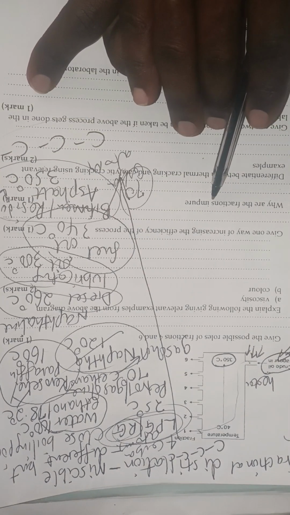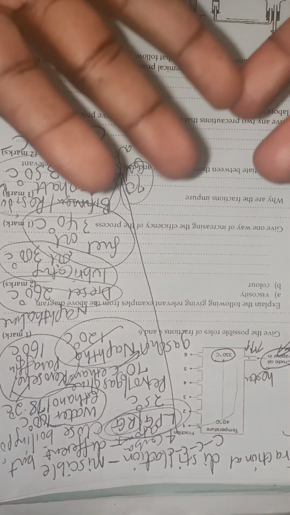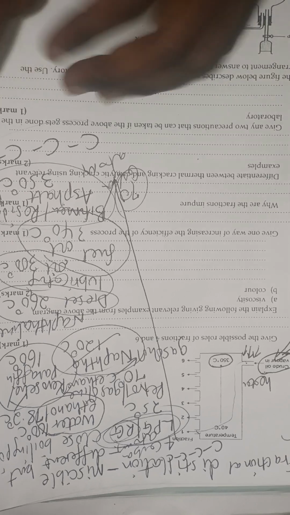Why are the fractions impure? Because to some extent, the separation cannot be 100% pure or efficient. So at the end of the day, one fraction may contain more than one component, making that fraction impure.